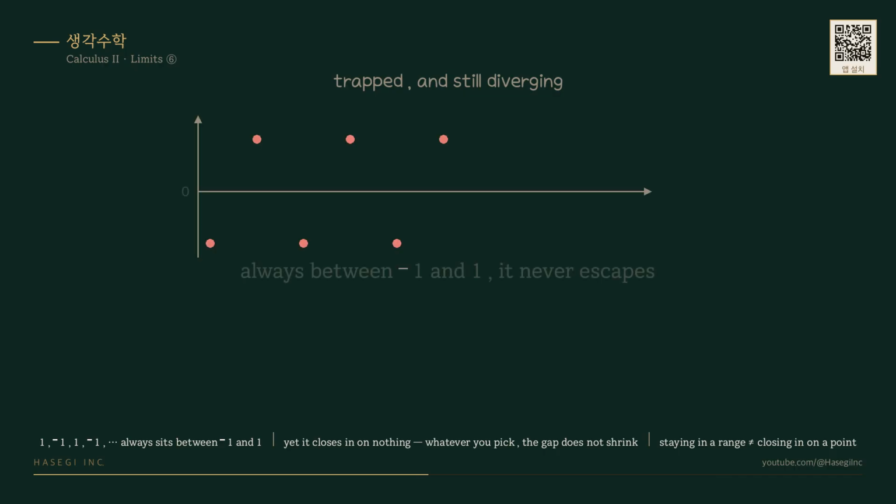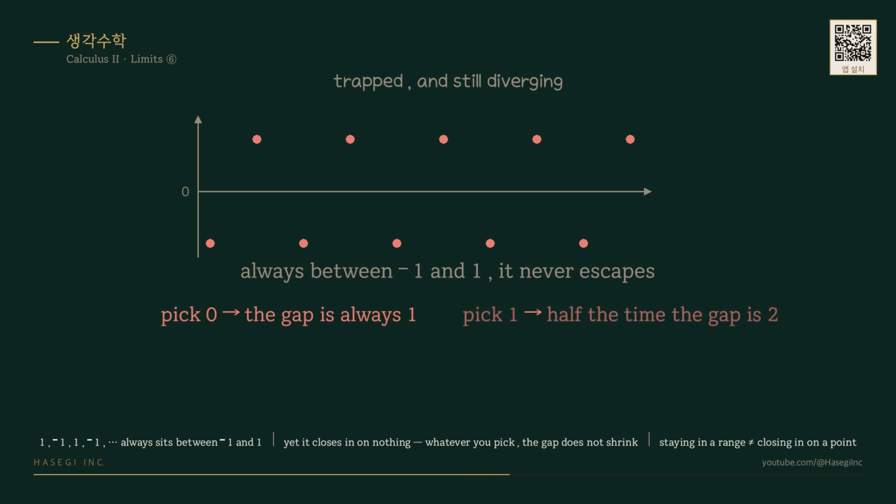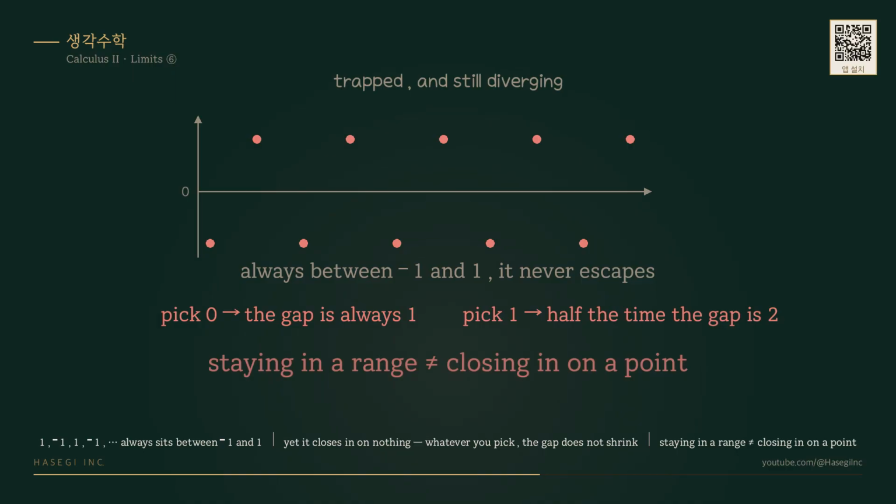Now, the opposite case. 1, -1, 1, -1 always sits between -1 and 1. It never escapes that range. And yet, it closes in on nothing, because whatever number you pick, the gap does not shrink. Pick 0 and the gap is always 1. Pick 1 and half the time the gap is 2. Staying inside a range and closing in on a point are entirely different things.